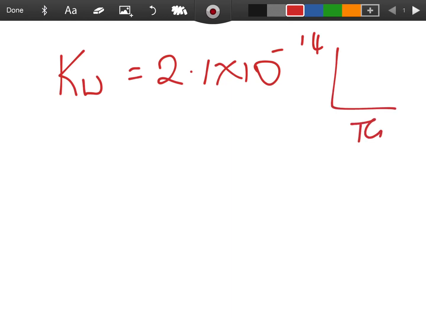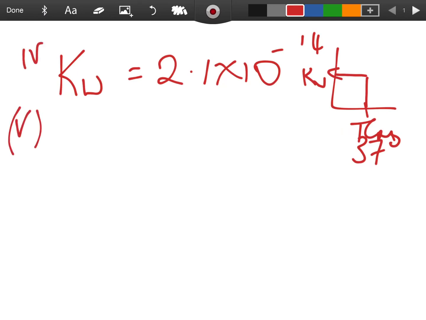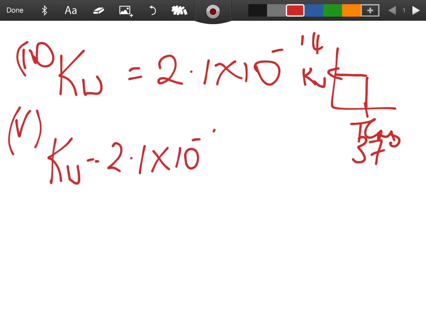Well, on my temperature axis, I found 37 degrees. I went up to my graph, went across and read off my Kw value, okay? Now, for part 5, I was asked to use this Kw value to predict the hydrogen ion concentration of pure water at 37 degrees. The Kw that I got from my graph was 2.1 by 10 to the minus 14.